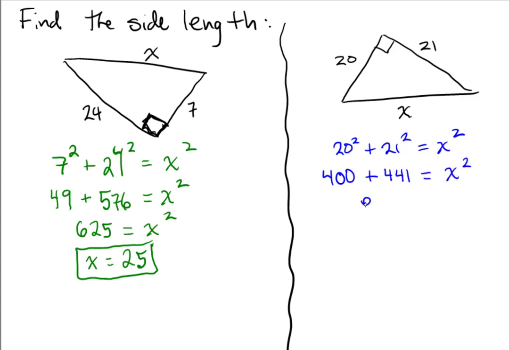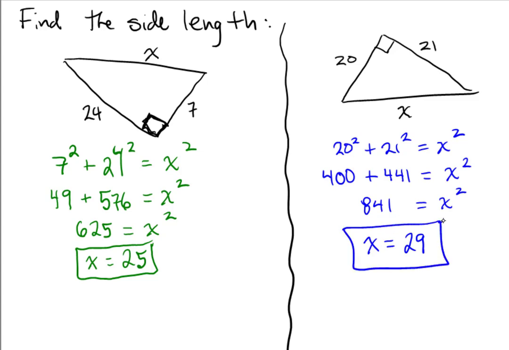400 plus 441 is, of course, 841. And that's equal to x squared. And then if we take the square root of both sides, we get x equals plus or minus 29. Since this is a geometry problem, I'm just going to take the positive answer of 29. Did you get the same thing?